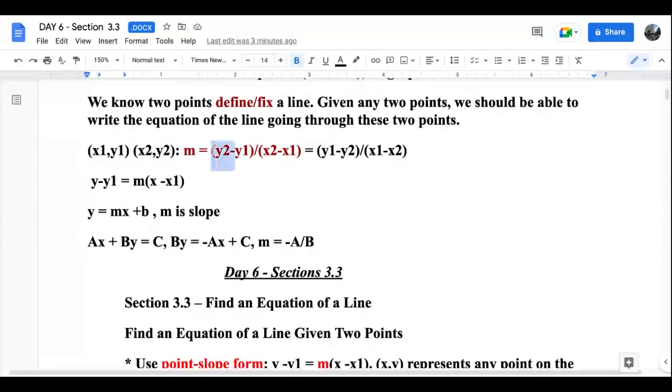So we see this is the ratio of the change in y over the change in x. So that's exactly the meaning of slope. Slope measures the rate of change of y in terms of x. There's no problem, we can do y1 minus y2, but then we have to divide it by x1 minus x2.